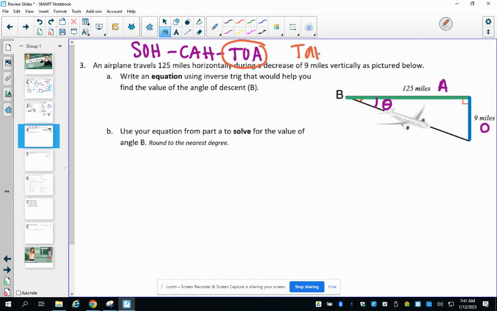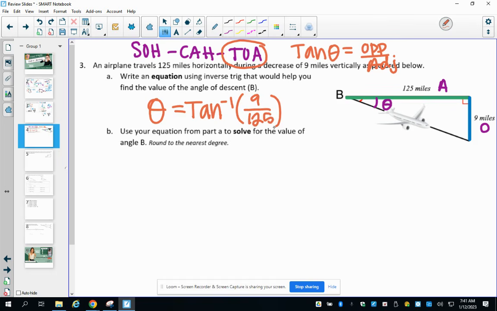So remember, the tangent function is equal to the opposite over the adjacent. So here we actually need to solve for the angle, so we're going to be doing the inverse function. So theta, the angle, is going to equal the tan inverse of the opposite side, 9, over the adjacent side, 125.